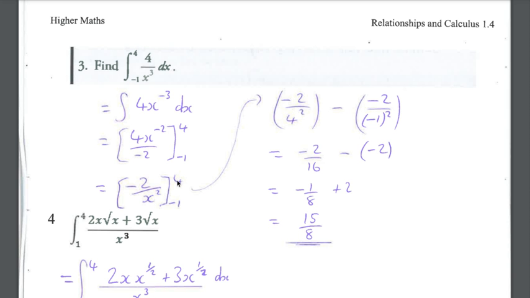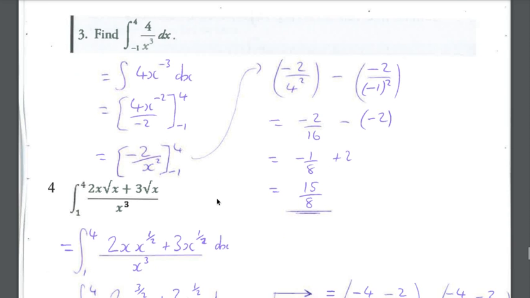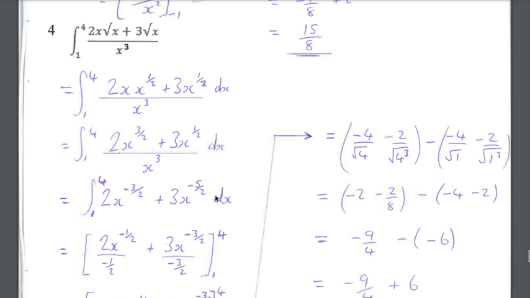So now we substitute in the upper limit and the lower limit. So -2 over 4 squared minus -2 over -1 squared. So it'll be -2/16 minus -2, which is -1/8 plus 2, or -1/8 plus 16/8. So that'll be 15/8. And let's have a look at question 4 as well.